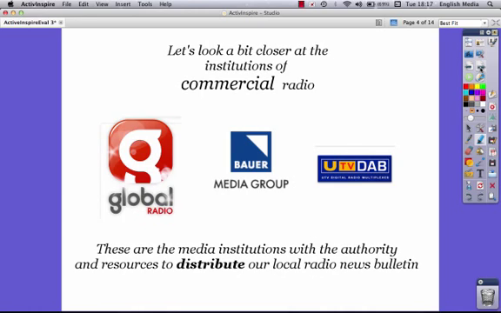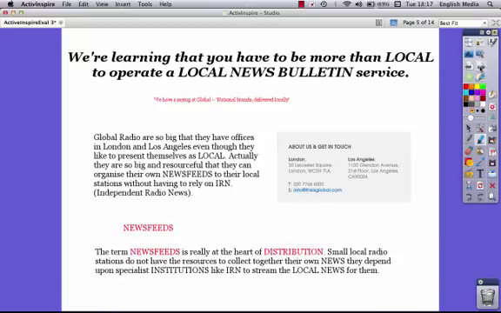Here are the 3 main institutions of commercial radio, and Global Radio is the most popular, and they are Bauer, UTV-Deb, and Global Radio. The saying at Global is national brands delivered locally, and they are a really big company, so they have 2 offices in London and Los Angeles. This is useful because then this gives them a larger target audience to distribute to.